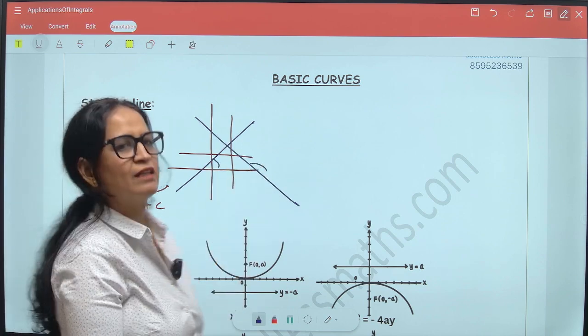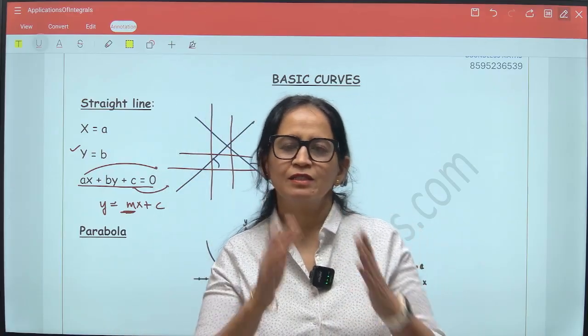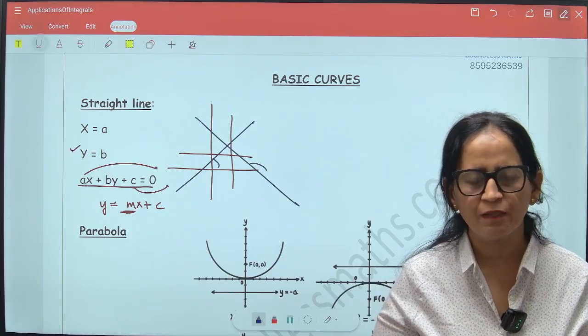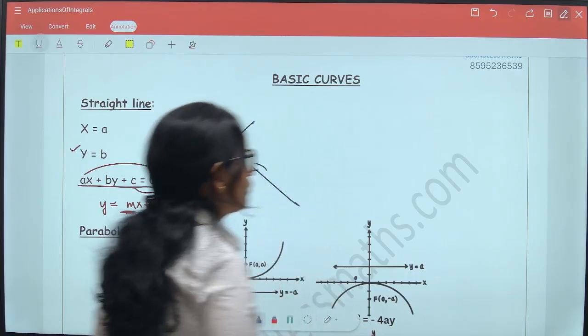So for finding area under the curve, we just need the direction and the placement of the curves. That's it. We don't need to find the exact points to plot these curves before we find the area.